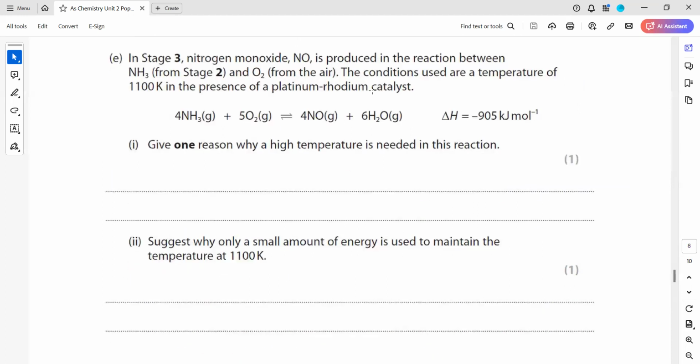Then in stage 3, nitrogen monoxide is produced. Give one reason why a high temperature is needed for this reaction. Look, some of the compounds are inert in nature, for example nitrogen. The nitrogen reaction usually starts at around 450. So some of the reactants are inert, or not reactive. Or some of the reactions have a very high activation energy.